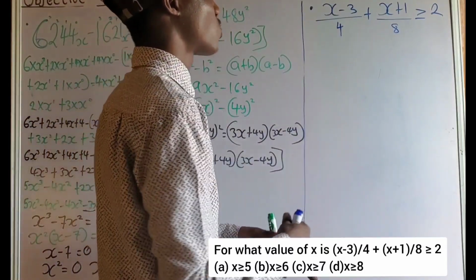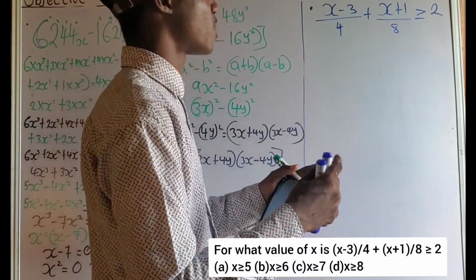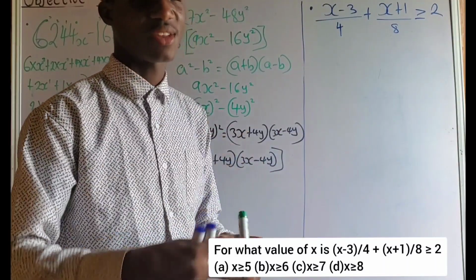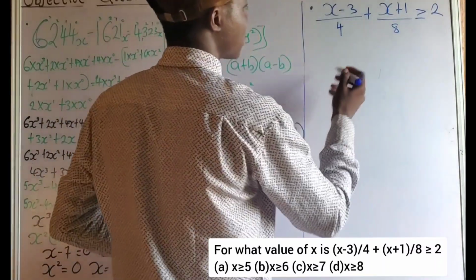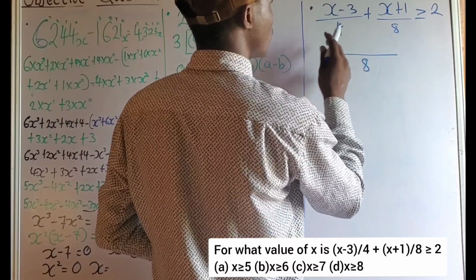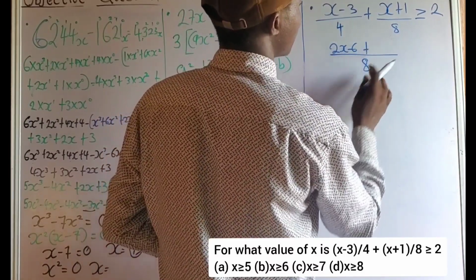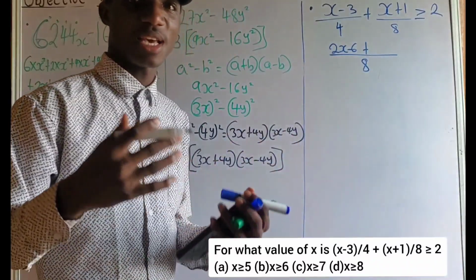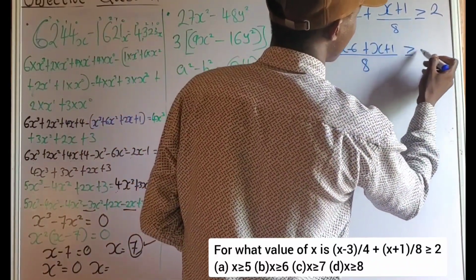Now let us solve this question. For what value of x is x minus 3 all over 4 plus x plus 1 all over 8 greater than or equals to 2? Now let us take the LCM of the left hand side of the equation. We're going to have 8, right? Yes. 8 divided by 4 is 2. 2 times x minus 3, that is what? 2x minus 6, right? Yes. Plus 8 divided by 8 is 1. 1 times x plus 1, that is what? x plus 1. So I'm going to have x plus 1 here greater than or equals to 2.